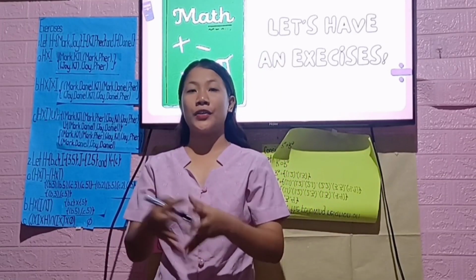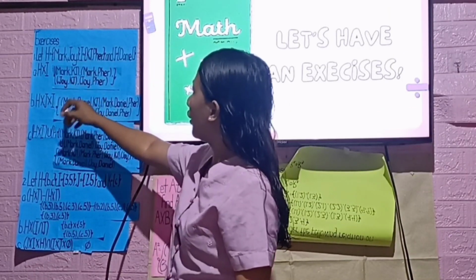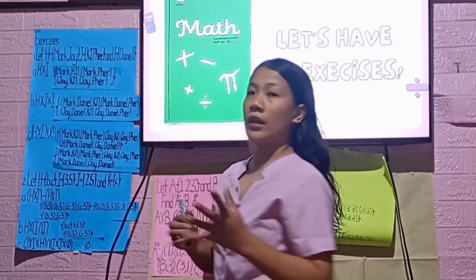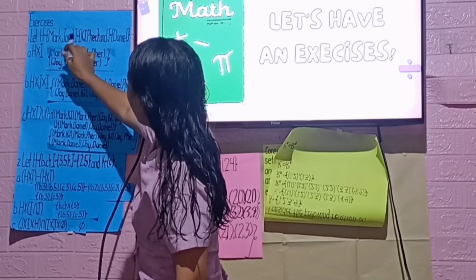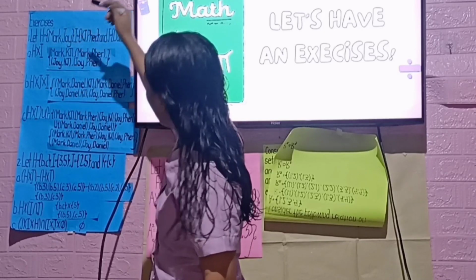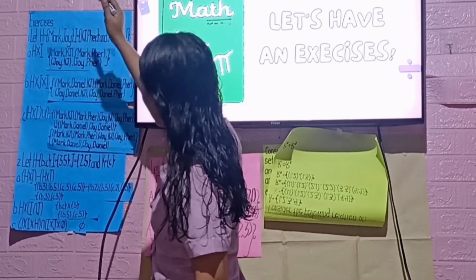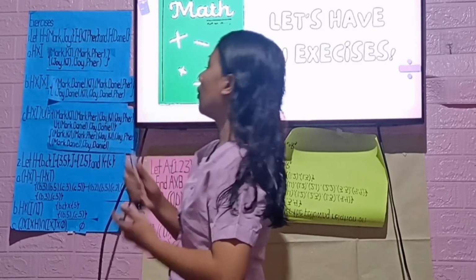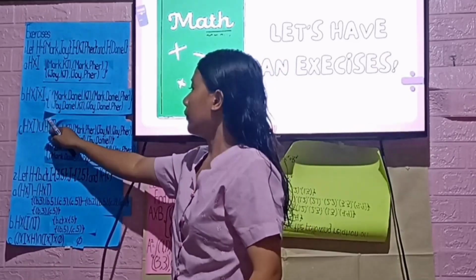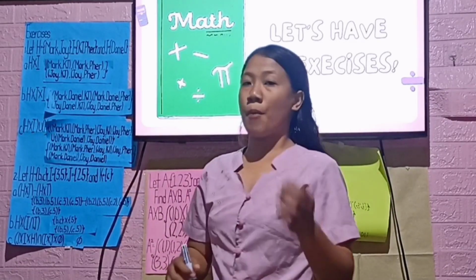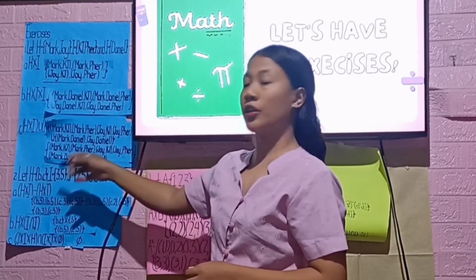Now, let's check if your answers are correct, class. 1A, H cross I contains (Mark, KJ), (Mark, Fer), (Joy, KJ), (Joy, Fer). So, it's correct, class. In our letter B, H cross J cross I: (Mark, KJ, Daniel), (Mark, Fer, Daniel), (Joy, KJ, Daniel), (Joy, Fer, Daniel). Correct, class. In our letter C, H cross I union H cross J contains (Mark, KJ), (Mark, Fer), (Joy, KJ), (Joy, Fer), (Mark, Daniel), (Joy, Daniel).